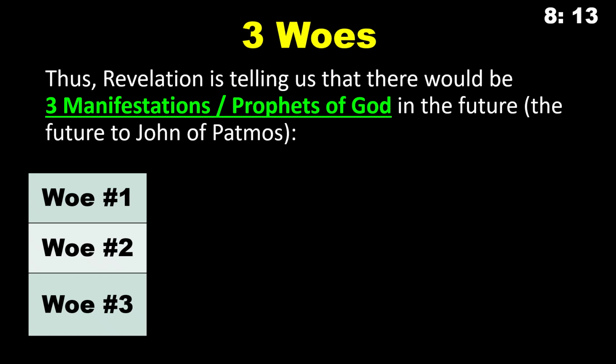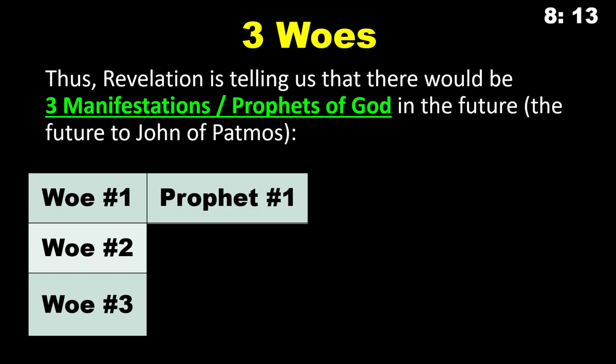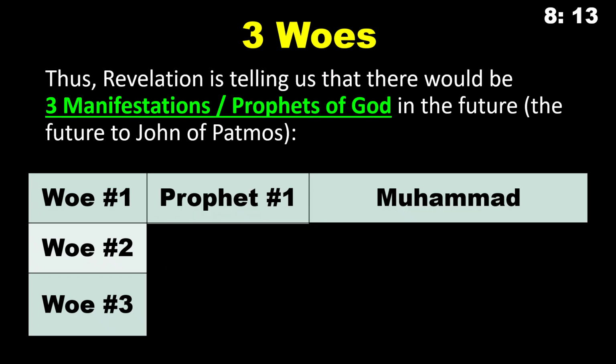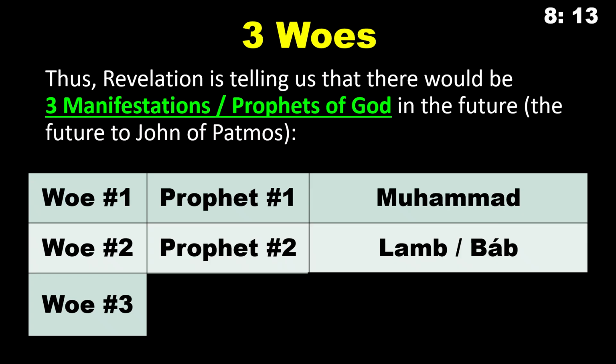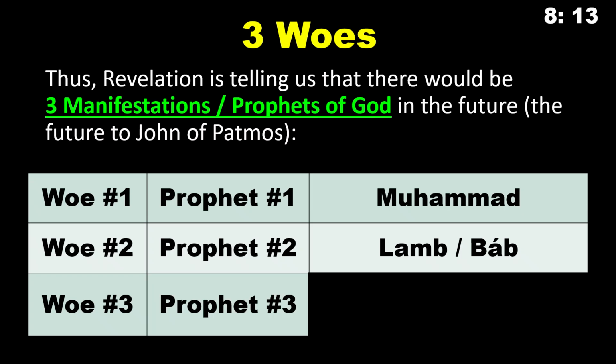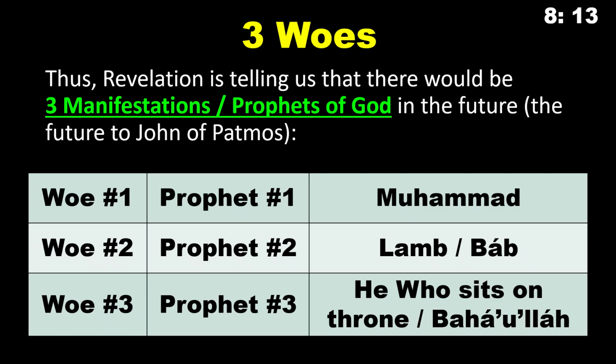Thus, the book of Revelation is telling us that there would be 3 manifestations or prophets of God in the future to John of Patmos, that is. That's woe number 1, woe number 2, and woe number 3. As to their identities, woe number 1 was prophet number 1, who was Muhammad. Woe number 2 was prophet number 2, who was the Lamb of the book of Revelation, who was the Bab. Woe number 3 was prophet number 3, who was he who sits on the throne, who was Baha'u'llah.